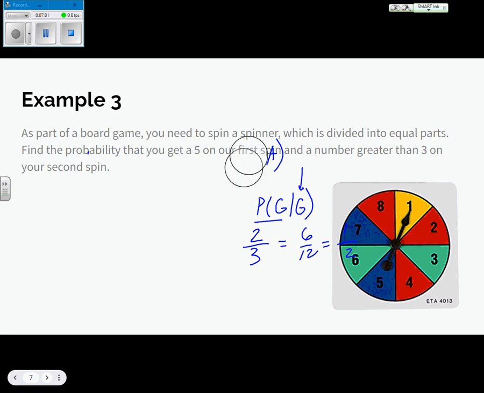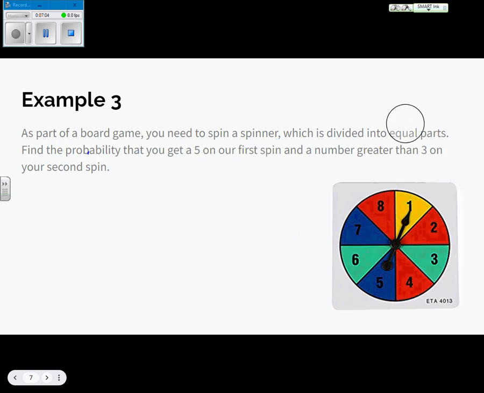Okay, let's just look at some examples and try to determine whether we're going to be independent or dependent. And then I'll determine how we need to attack it. So as part of a board game, you need to spin a spinner, and it's divided into equal parts. I want to know the probability of getting a 5 and getting a number greater than 3.